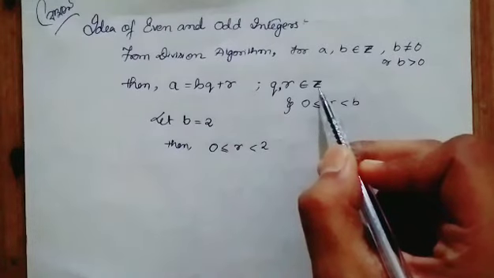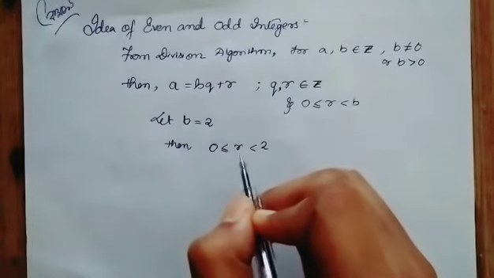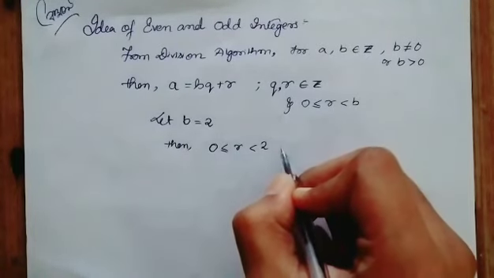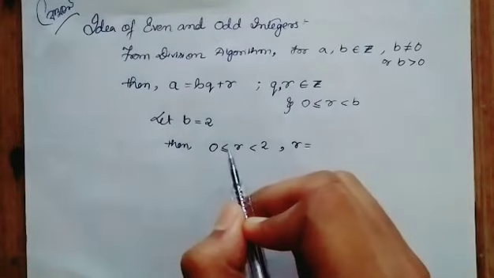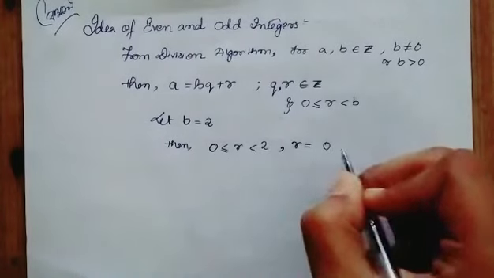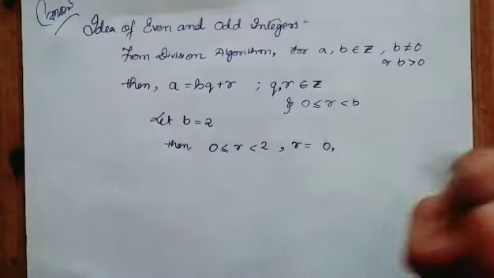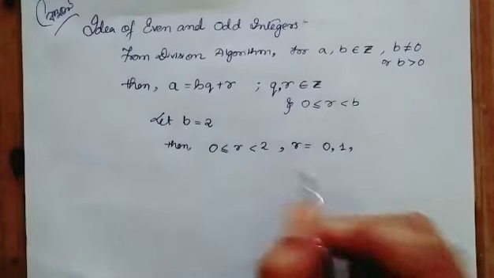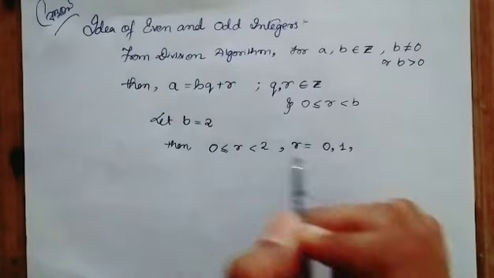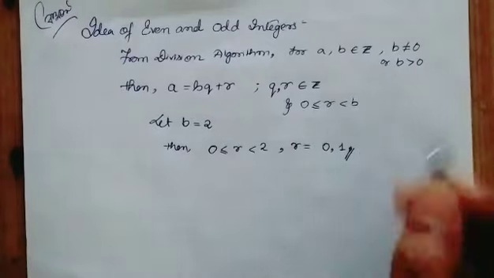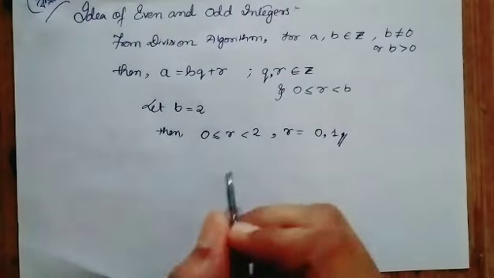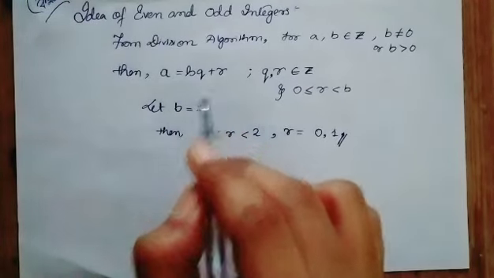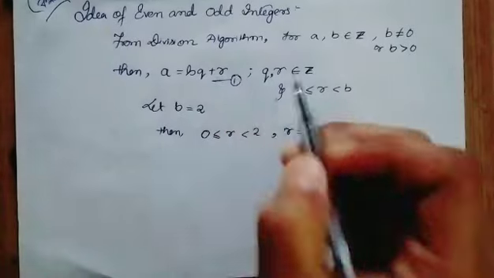As r is an integer, if we look at this condition, the possible values of r: it can be equal to 0, yes. Then the next integer is 1. Then the next integer is 2. But will we consider the value 2 here? No, because r is less than 2. So the only possible values of r are 0 and 1. Applying these two values individually, one by one, on this equation, consider this to be equation 1.